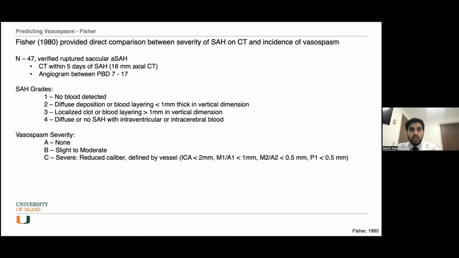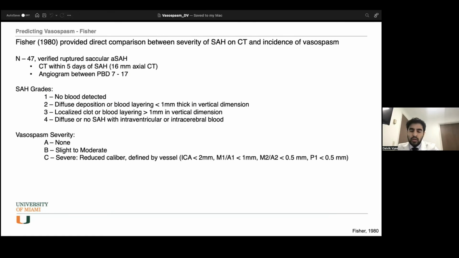And on the angiograms, he defined the vasospasm according to their severity over three clinical grades, A being none, and C being the most severe, and then B being an intermediate between the two. Now, for the severity, he defined reductions in caliber according to the blood vessel and its proximity to the ICA or the basilar. So in this case, M1 and A1 had less than 1 millimeter vessel size, whereas M2 and A2 had less than 0.5 millimeter vessel size.